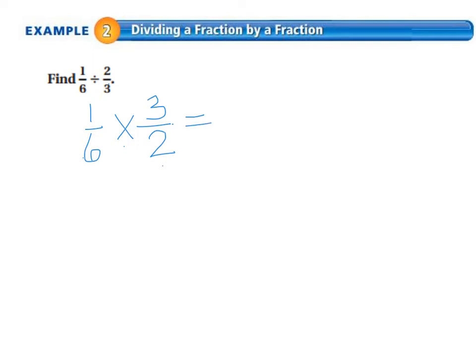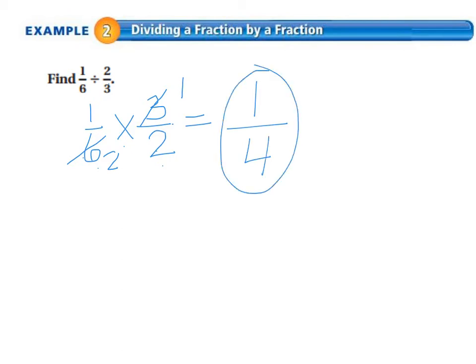Before I do that, though, I see a common factor here of 3's. There's a 3 here that I can divide out, and if I divide 6 by 3, I would get a 2 there. So I might as well reduce that, simplify it now. 1 times 1 is 1, 2 times 2 is 4. So 1/6 divided by 2/3 equals 1/4.